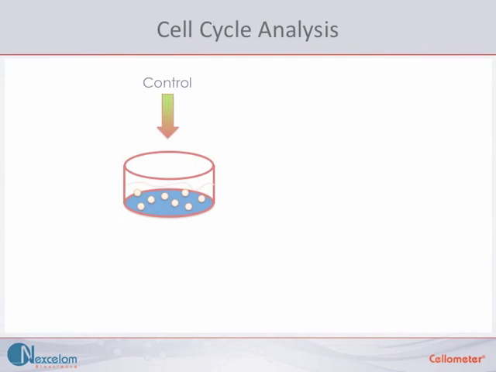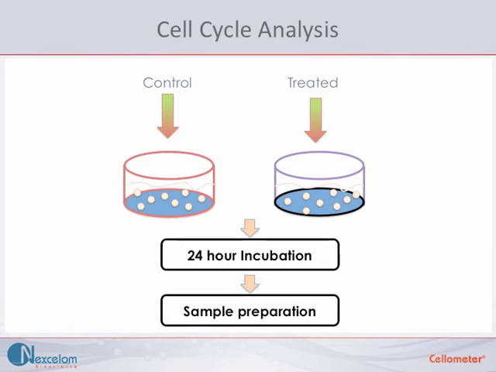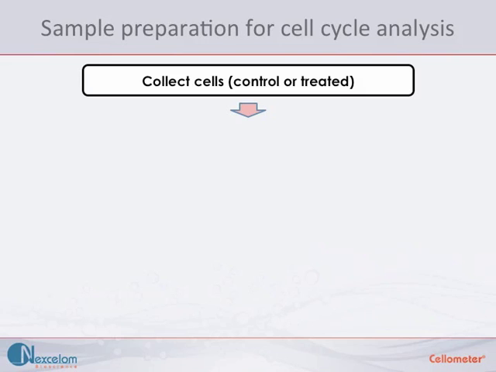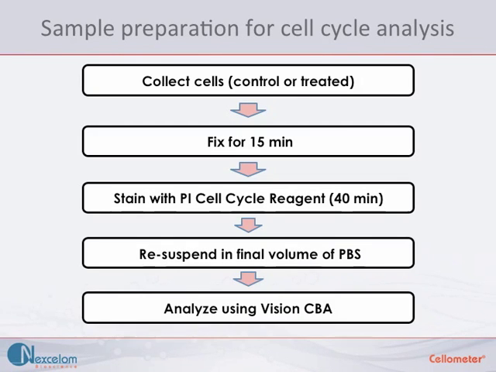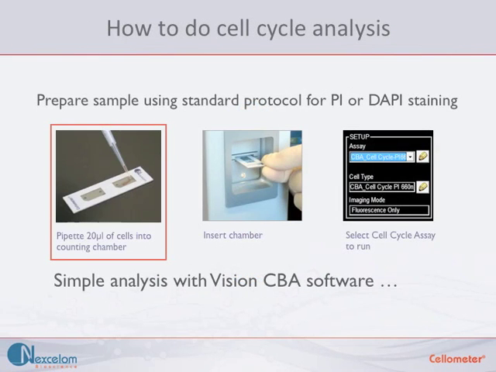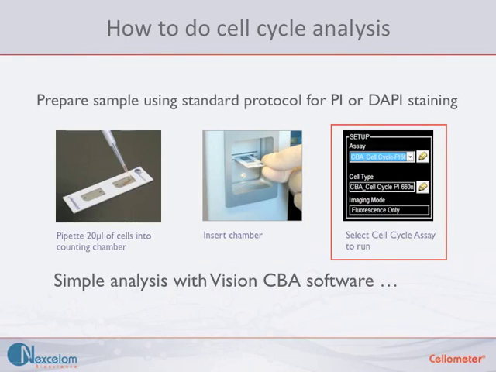In a typical experiment, control or treated cells are incubated for 24 hours. The cells are collected, fixed for 15 minutes, stained with PI cell cycle reagent for 40 minutes, resuspended in a final volume of PBS, and analyzed using the Vision CBA system. Once the cell samples are prepared, load 20 microliters of the cells into a counting chamber. Insert the chamber into the cellometer. Select the cell cycle assay from the drop-down menu and analyze.